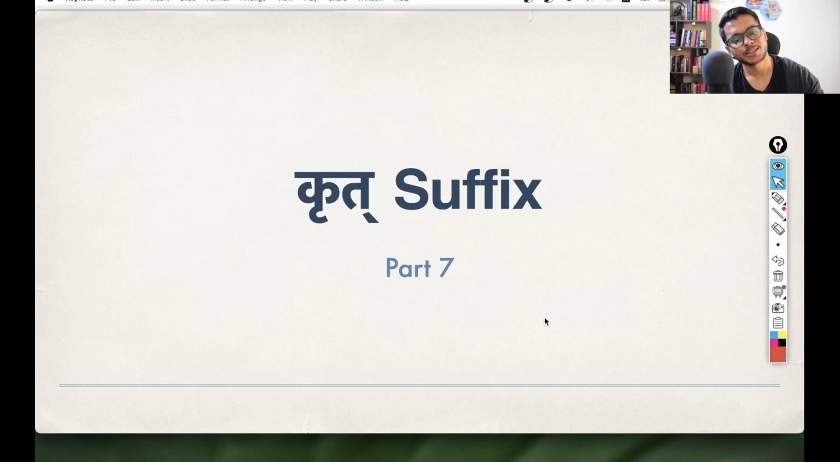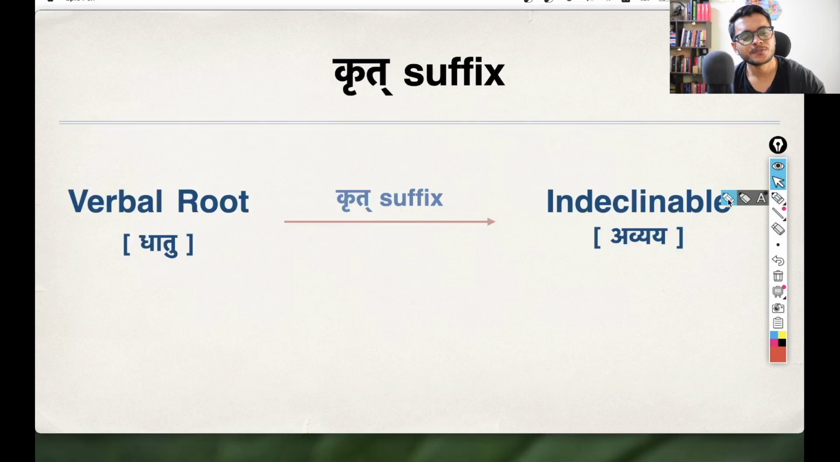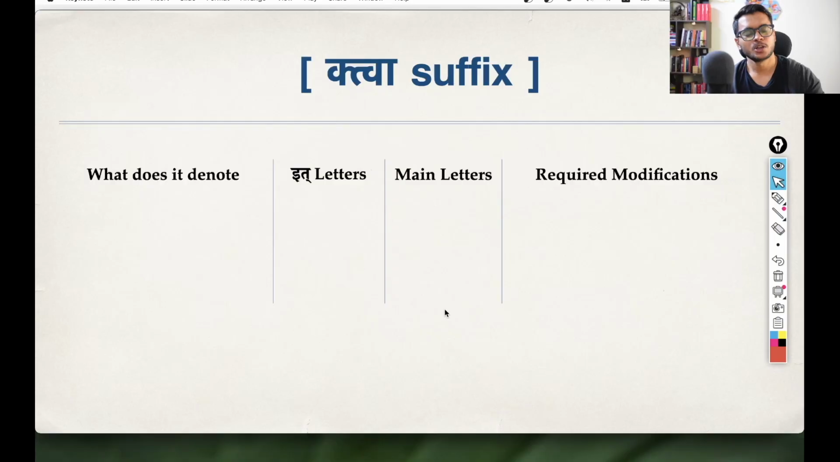Okay, so in this part 7 of Krit suffixes, the Krit suffixes that we are covering today are a bit special. Why? Because they create an indeclinable, an avyaya, from a dhatu. So far what we have seen is that these Krit suffixes create a new pratipadika, right? And that pratipadika is generally used as an adjective to some main namapada. But these three suffixes that we are covering today do not create a pratipadika. They create an avyaya, an indeclinable, from a dhatu. Anyways, let us see our first suffix for today, that is the twa suffix.